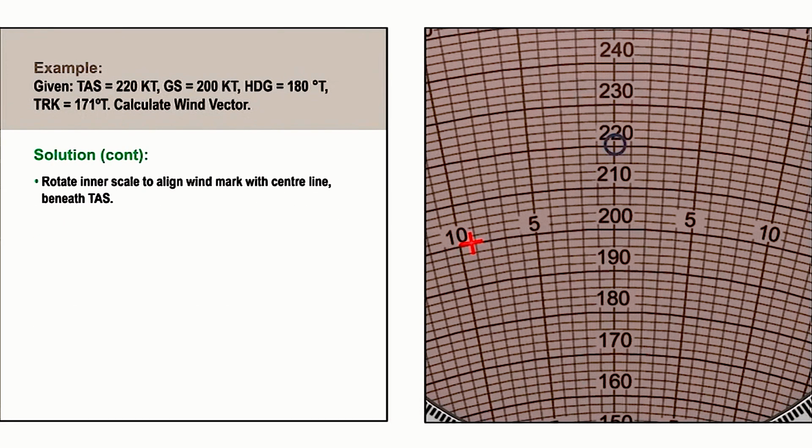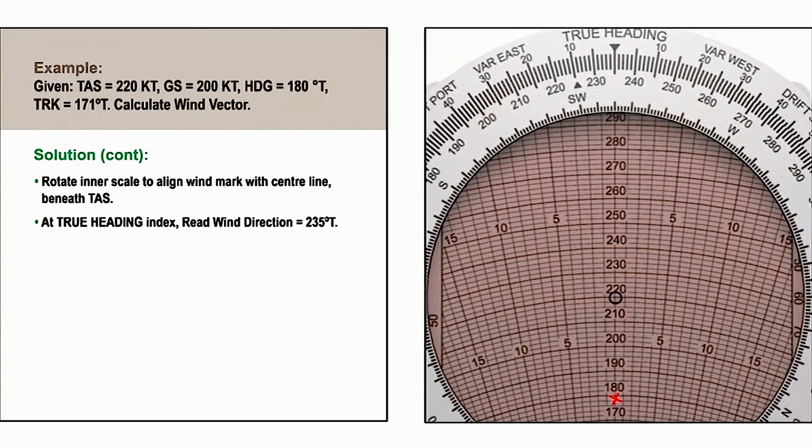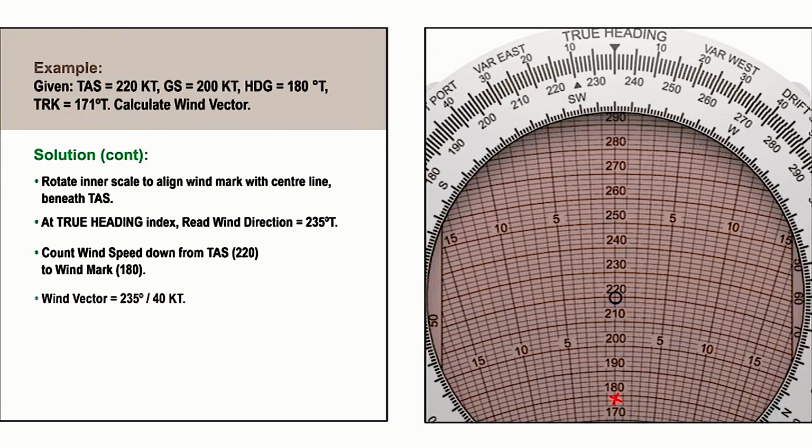Now we rotate the inner scale to put the wind mark on the centre line beneath the true airspeed centre dot. The wind direction of 235 degrees true can now be read beneath the true heading index. We can see that the wind mark is over the 180 knots ground speed line, which is 40 knots down from the centre dot. Therefore, the wind vector is 235 degrees at 40 knots.